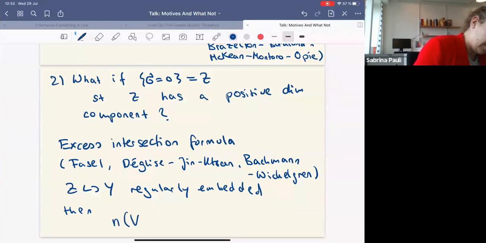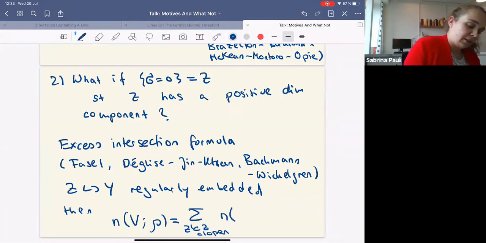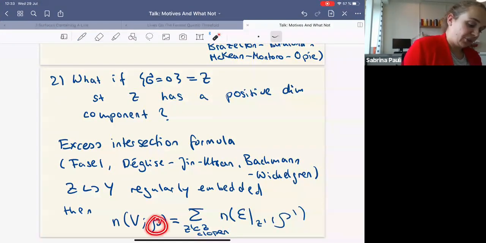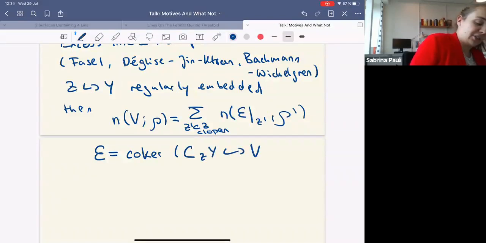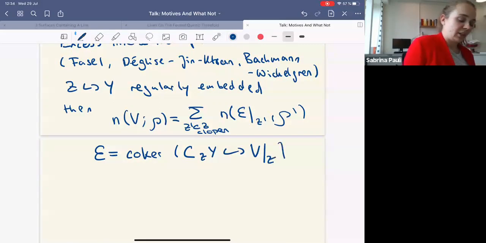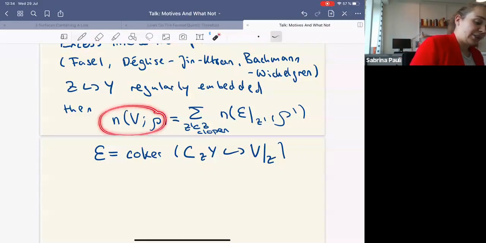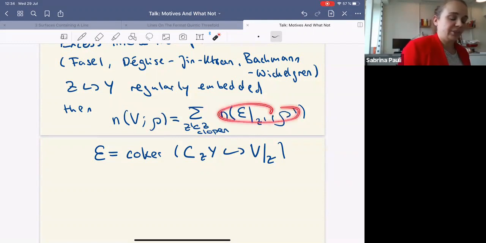this Euler number nv comma rho is equal to the sum over, I take closed and open components in z, and it's the sum over the Euler numbers of something called the excess bundle of this excess intersection. And this relative orientation rho here gives me a relative orientation of this excess bundle. So let me tell you what this excess bundle is. So E is the co-kernel of, so the normal cone of Z in Y sits in the restriction of the vector bundle to Z. And the co-kernel of this is a vector bundle on Z of the correct rank, and it's relatively orientable. So I can express this Euler number in terms of this maybe easier Euler number here.